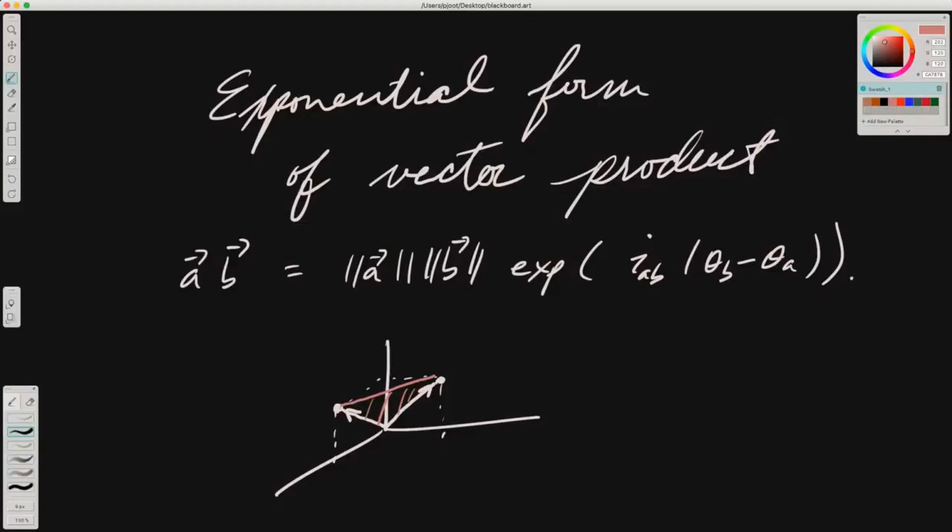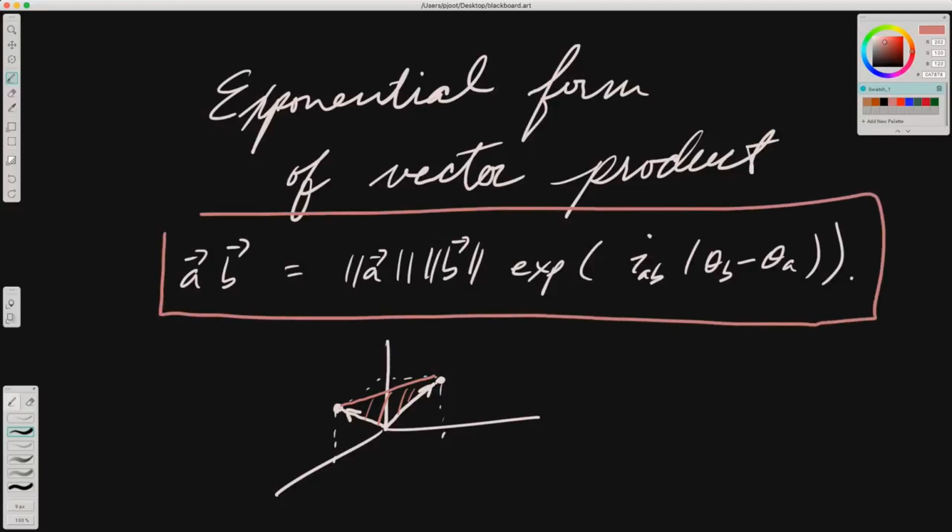Alright, in this talk, I'm going to give a little demonstration of the exponential form of the product of two vectors. That is, the product of two vectors is the length of the two vectors times the exponent of a unit bivector in the plane of the two vectors and the difference of the angles. This unit bivector squares to minus 1. So it behaves like a complex exponential.